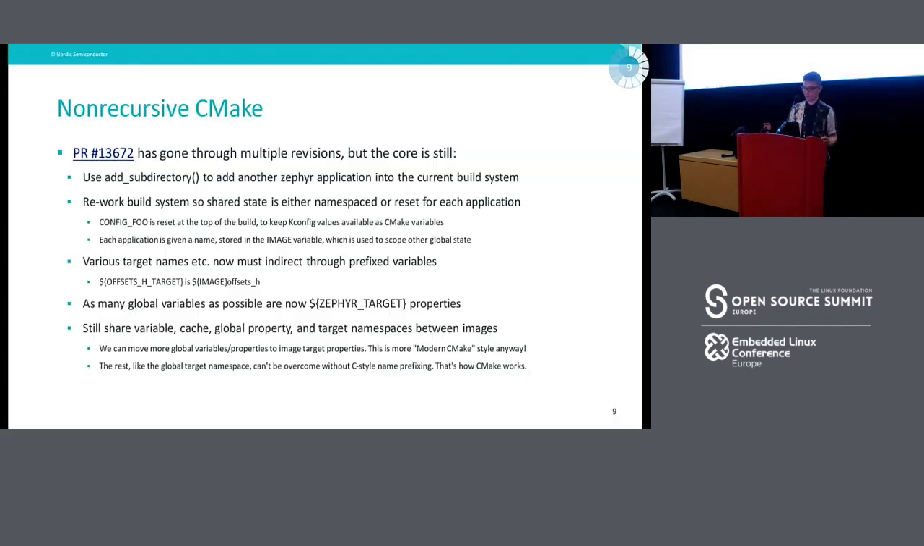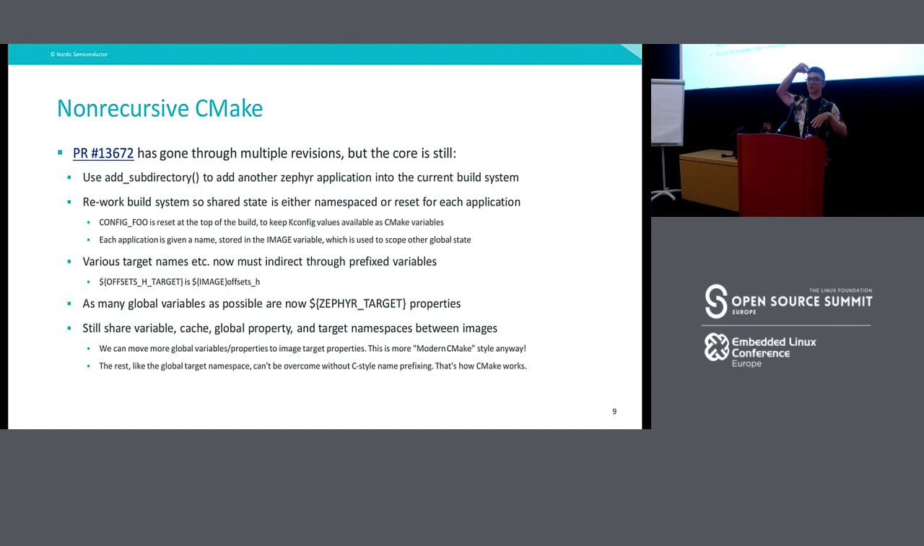OK. So CMake has this feature called add_subdirectory, right? And you can say, execute the script files in this subdirectory and include them in my current build system. So right now, we have a way to basically call add_subdirectory on the top level application directory of another Zephyr application. You've got one application which has a top level CMakeLists, and via the mechanisms that you're probably familiar with if you're a Zephyr developer, it calls into the main Zephyr build system, and that then adds subdirectories for all the kernel drivers and all the other subsystems.